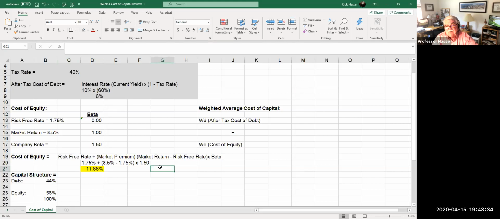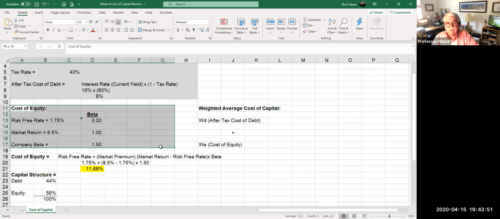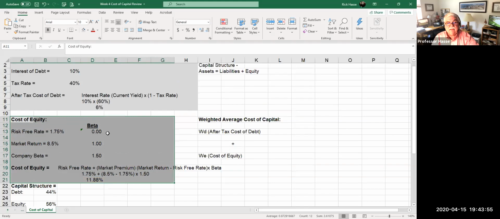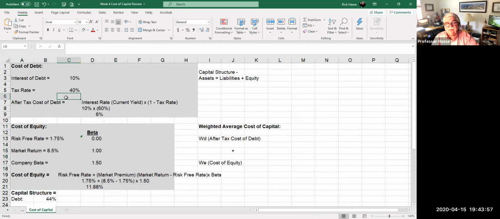You might want to try this in your review for next week. When I post this spreadsheet, you might want to try that, see if you come up with 11.88% as well. So it's that simple. You've done this before, the cost of equity. Let's highlight this area here. And the new twist is this cost of debt.